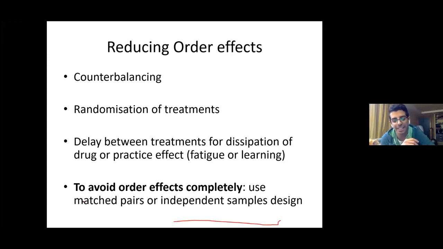So matched pairs in this case is like twins, right? Twins are considered dependent sample t-tests. So if you use twins, they're not going to have order effects because they're two separate people. And even though they're two separate people, it's still considered a dependent sample t-test.